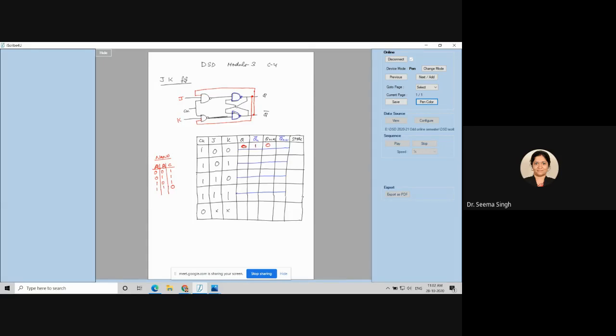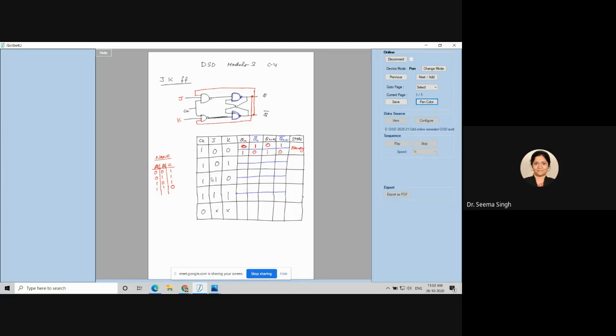If Q is 0, Qn bar is 1; this is our nth time. At n plus 1 time, it will remain the same. And if Qn was 1, Qn bar was 0 at nth time, because it is behaving as memory, it will remain the same, 1 and 0. So you can see that for 0, 0, it is behaving as an SR flip-flop only, and it is going into the memory state. We call it memory state. So this part, no change.